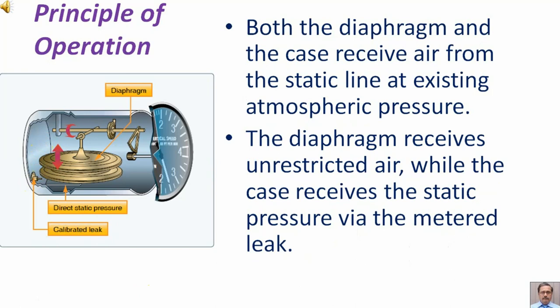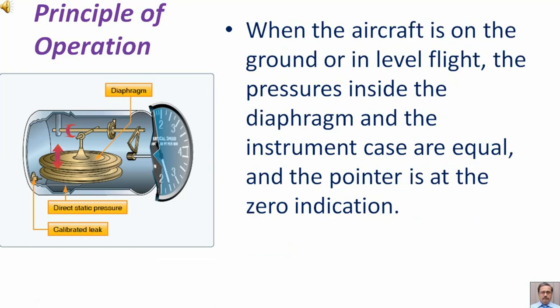Both the diaphragm and the case receive air from the static line at existing atmospheric pressure. The diaphragm receives unrestricted air while the case receives the static pressure via the metered leak. When the aircraft is on the ground or in level flight, the pressures inside the diaphragm and the instrument case are equal, and the pointer is at the 0 indication.